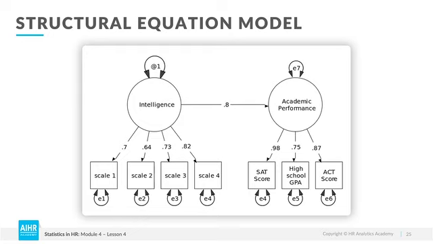Next, we see that intelligence has a causal relationship with multiple observable variables. Scale 1 is 0.7, scale 2 is 0.64, scale 3 is 0.73, and scale 4 is 0.84. Each of these variables has an error associated with them. Furthermore, we have academic performance, which has a causal relationship with three observable variables, namely the SAT score of 0.98, high school GPA of 25, and ACT score of 0.87. All of these variables, including academic performance, have an error associated with them.